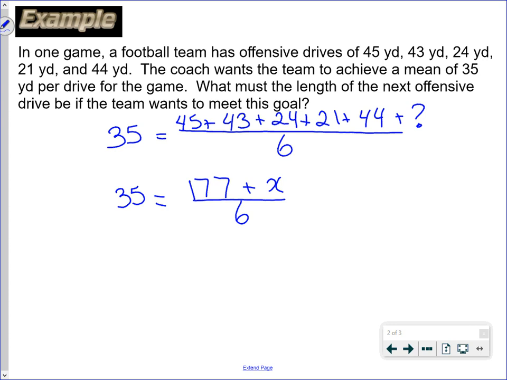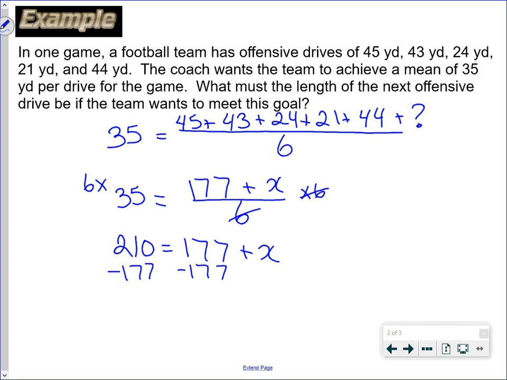So for this, I am going to multiply out this 6. So right now it's being divided, so I'm going to multiply both sides by 6. So then our 6's will divide out. And 6 times 35 gives us a value of 210, which will equal 177 plus X. So now, in order to get the X by itself, we want to subtract 177 from both sides. When we do that, we will end up with 33.